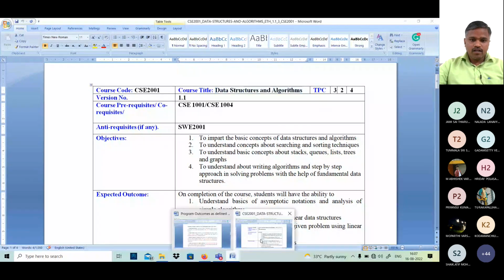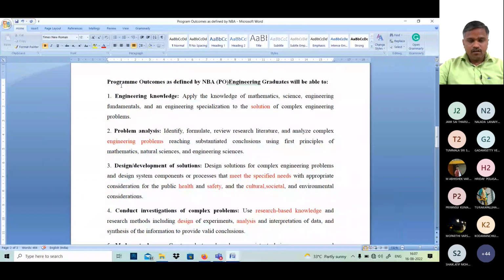Likewise, when you are completing the BTech program, you will get some benefits. That means benefit in the sense knowledge. So what knowledge level will you get when you are completing the BTech program? That is called program outcomes. So there are 12 program outcomes defined by the National Board of Accreditation, an association created by the Indian government. So this NBA defined 12 program outcomes.